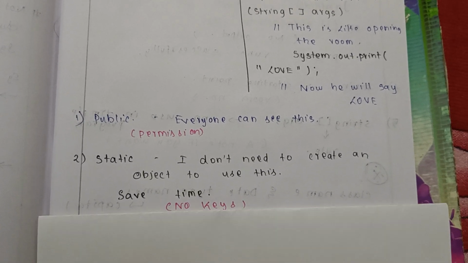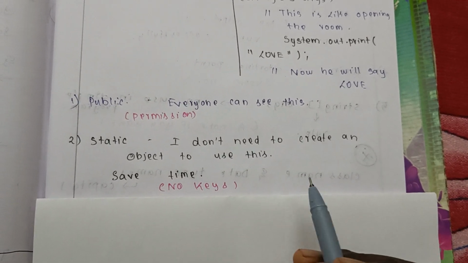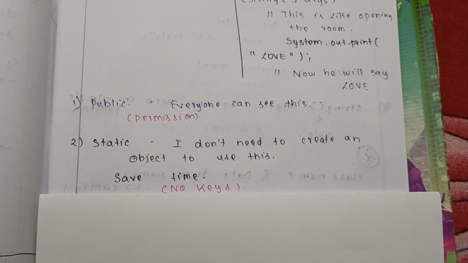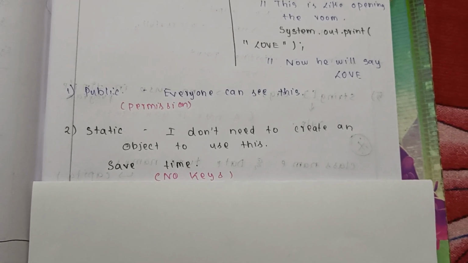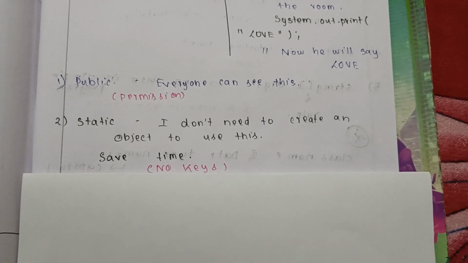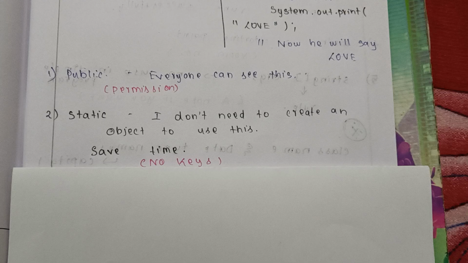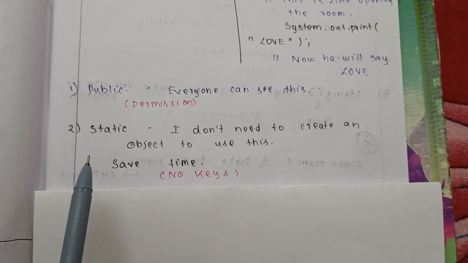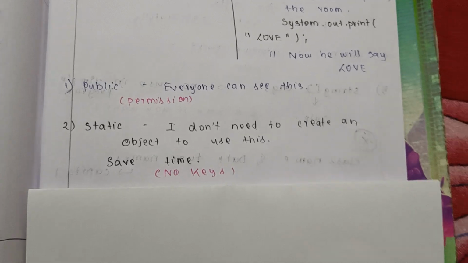The second thing is static. Static means I don't need to create an object to use this. I think you can understand; you don't need any other object. For example, if you didn't have static, Java says, where is the key? Who will open the door? If you say static, Java will say, okay, no need for a key, I start directly. Why is this important? To save time. So static is important. If you're not using static, you need to call the function, and there is more procedure to it.